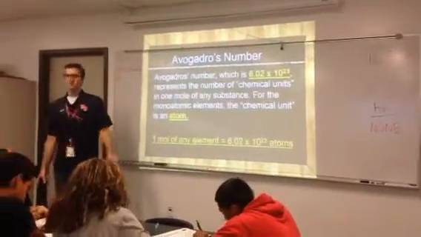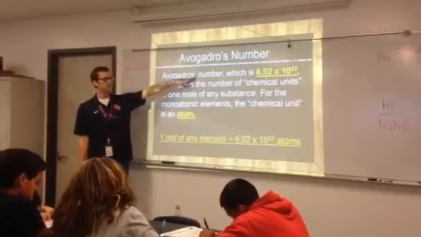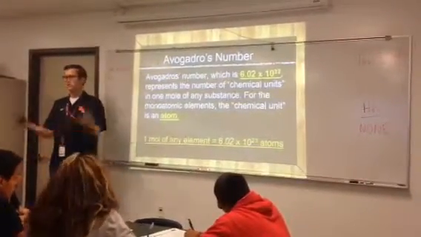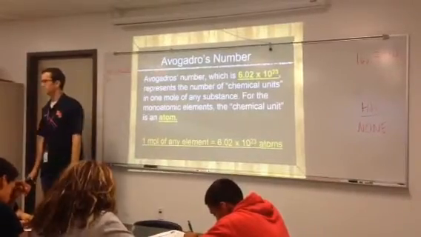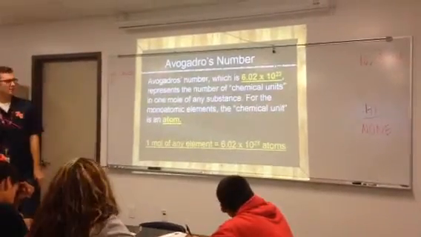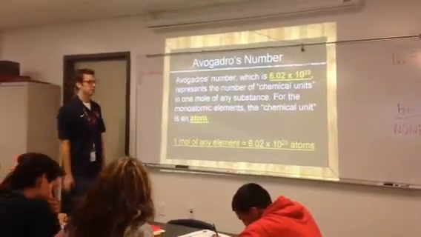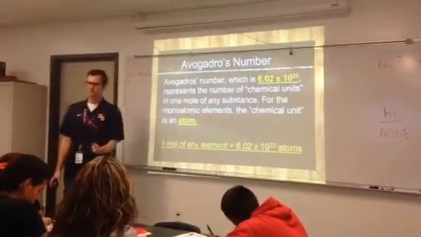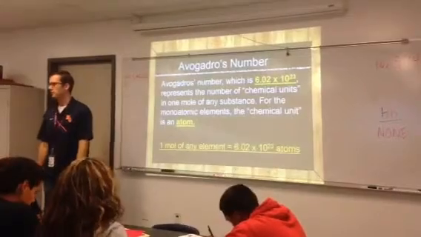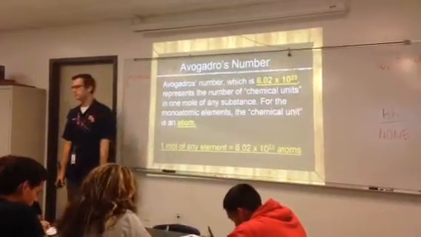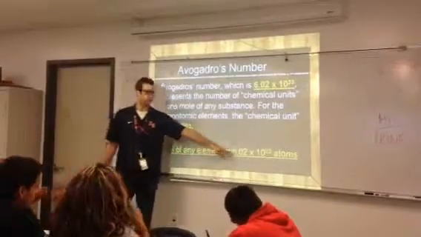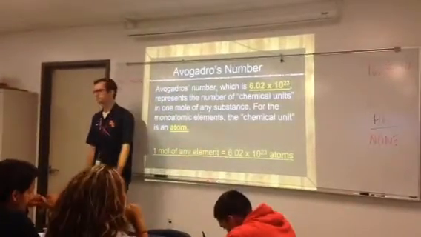This number looks really scary, but all it is just a number with a lot of zeros. It's a really, really big number. And it represents the number of chemical units in 1 mole of any substance. So sometimes that's formula units, sometimes it's molecules, sometimes it's atoms. And for any of those substances, or any of those representative particles, in 1 mole, you have 6.02 times 10 to the 23 of them.